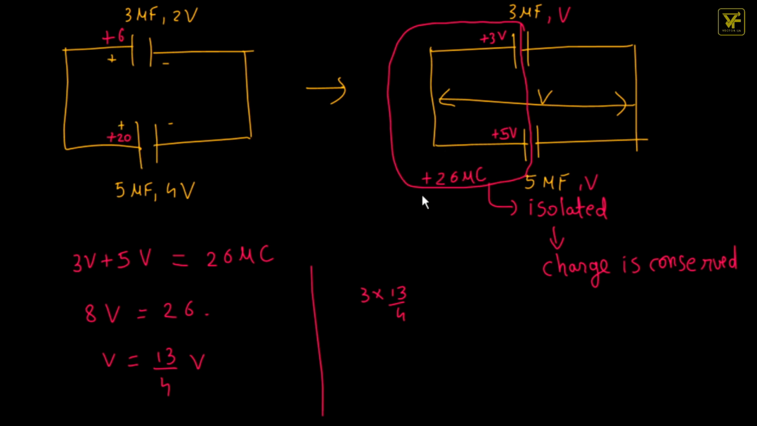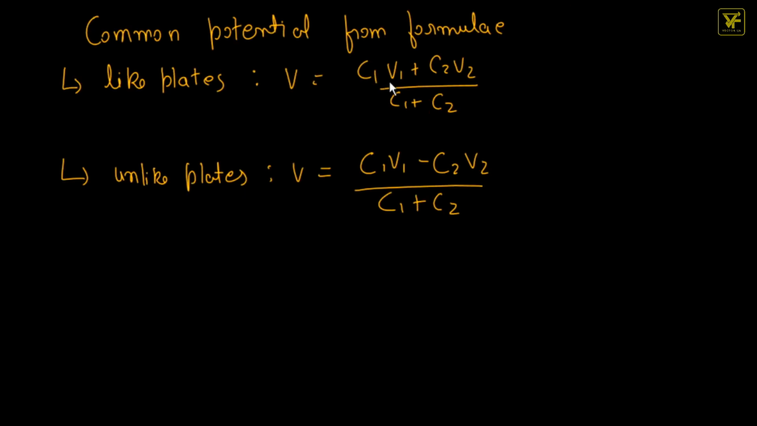So that's what we did. C1 V1 plus C2 V2 is equal to 26. Now 26 is equal to 3V plus 5V. So we got V as 26 by 8. And what was 8? 8 was the addition of the capacitors 3 and 5. 3 and 5 is 8. So the formula C1 V1 plus C2 V2 over C1 plus C2 is nothing but what we did till now.